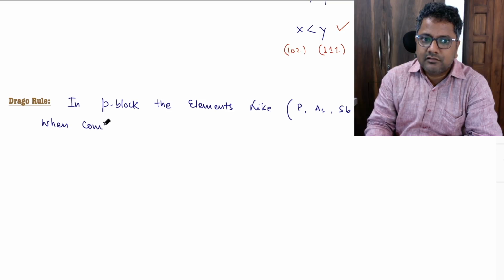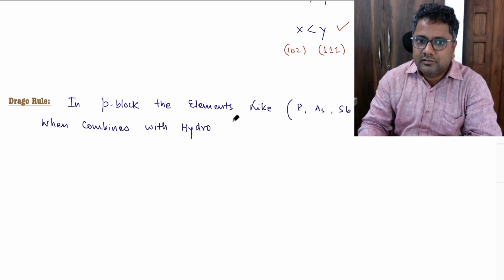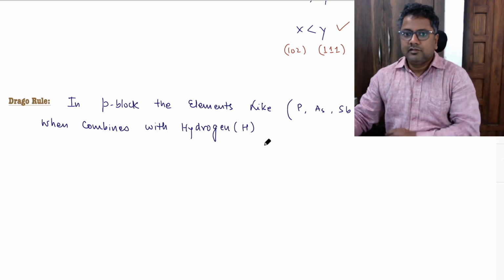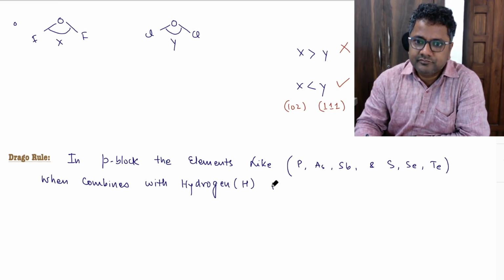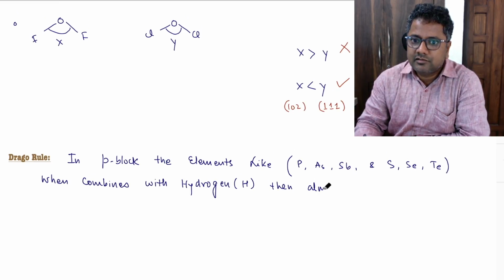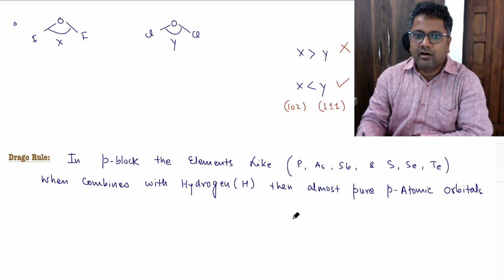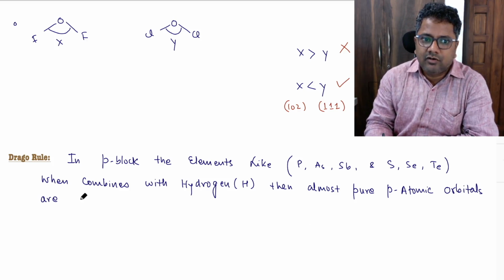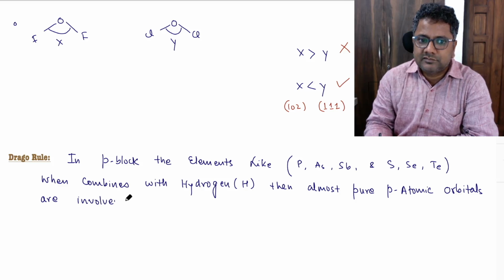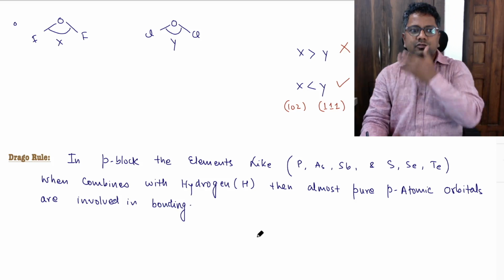When these combine, particularly with hydrogen, almost pure p atomic orbitals are involved in bonding, means there is no hybridization.